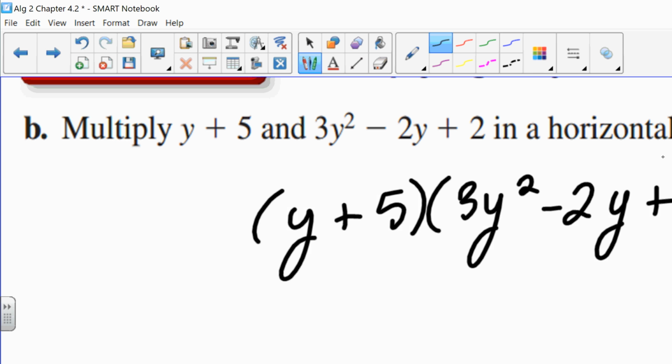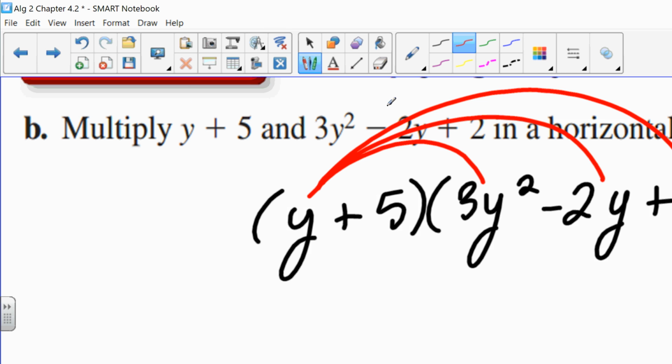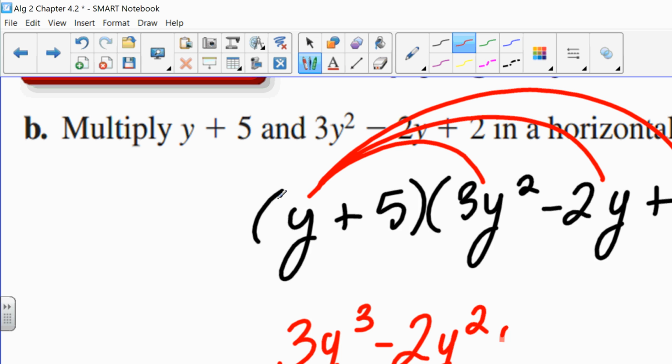And what we'll do from here is use the distributive property. We're just going to multiply through by each term. So the first one we'll multiply through by is y. So we'll do y times 3y squared, which will be 3y cubed. Then we'll do y times negative 2y, which would be negative 2y squared. And y times 2 is plus 2y.